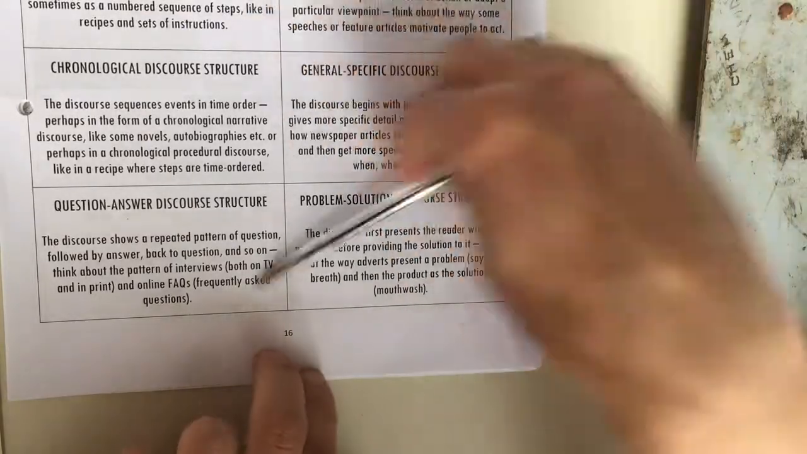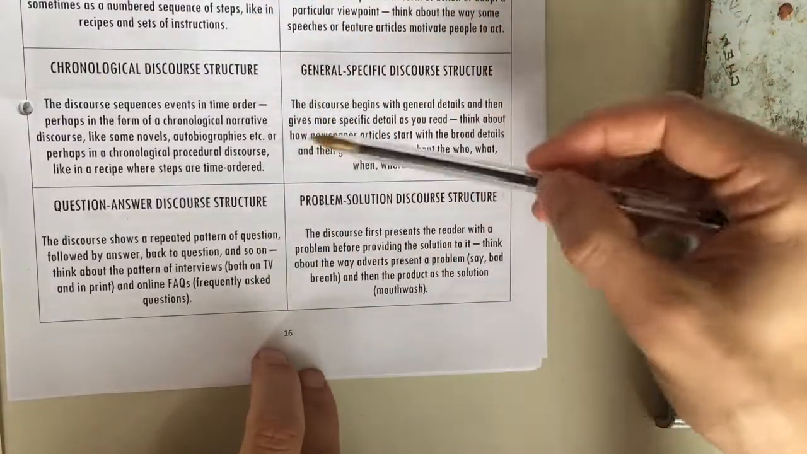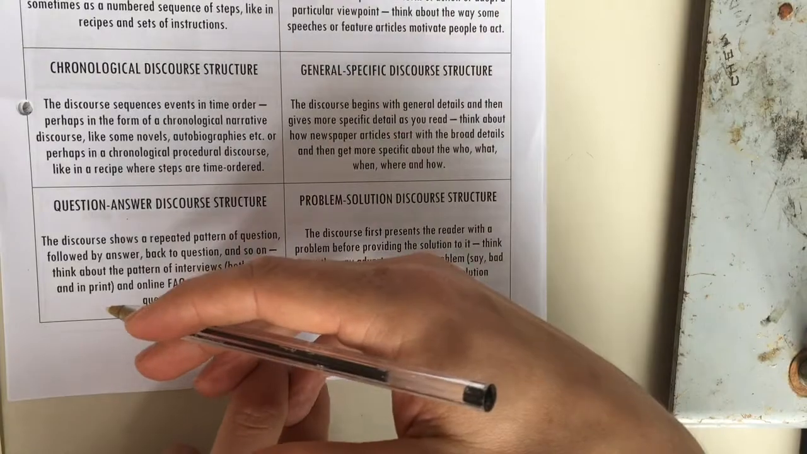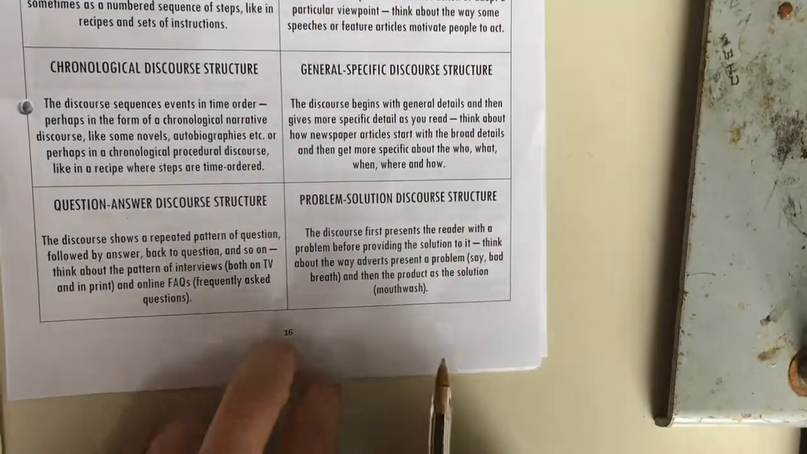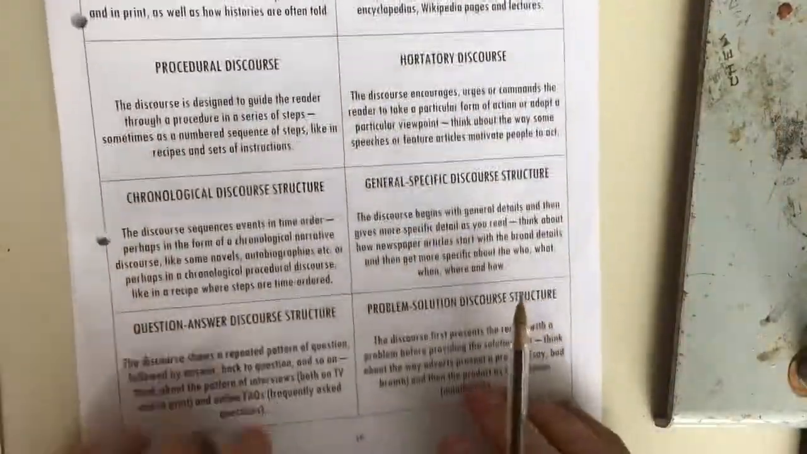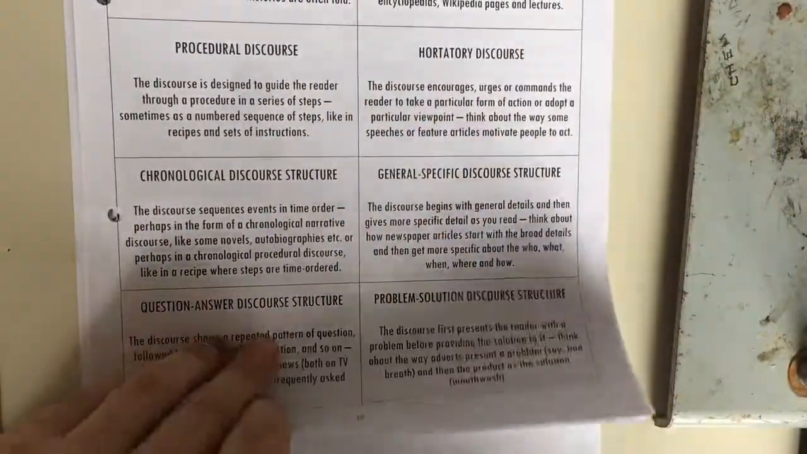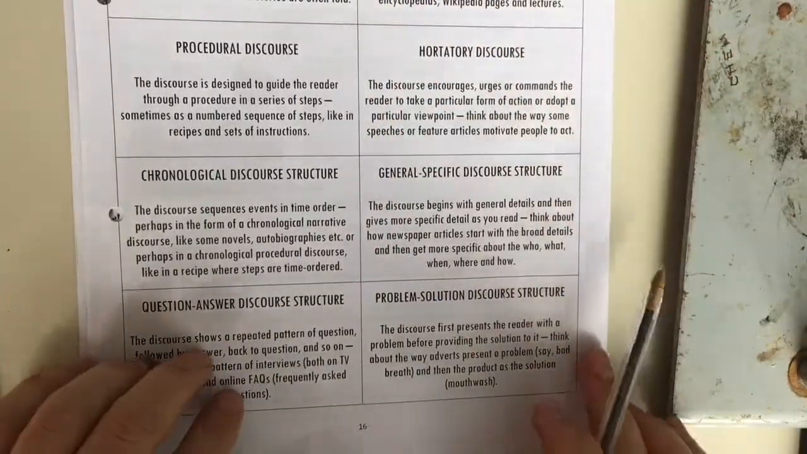So some of these are more expected in informative texts, some are more expected in guides and advisory texts, and some of them are expected in persuasive texts. Okay, so you do need to memorize those because the test is going to be on those structures. There's 1, 2, 3, there's 8 to learn.